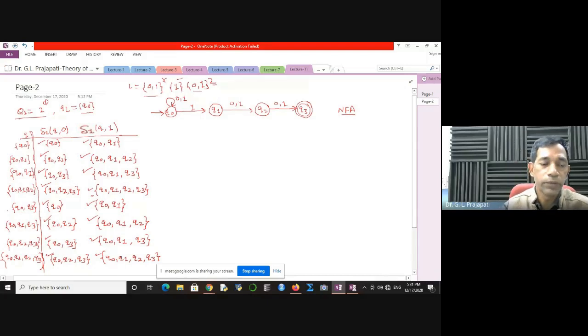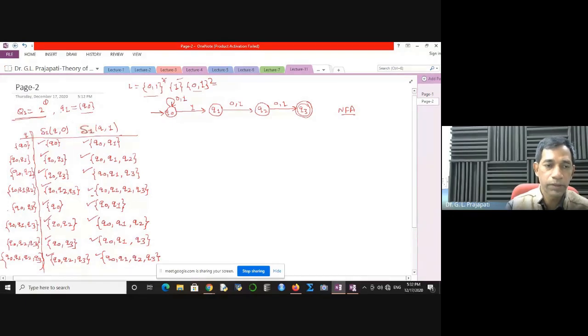However, according to this definition, the DFA state set is 2 raised to the power Q. What is the cardinality of Q? 1, 2, 3, 4. You have 4 states. So how many possible states are there? 2 raised to the power 4 means 16. It should be 16. So 16 possible states are there, because you have 4 states in the NFA. So 2 raised to the power Q has 16 elements.